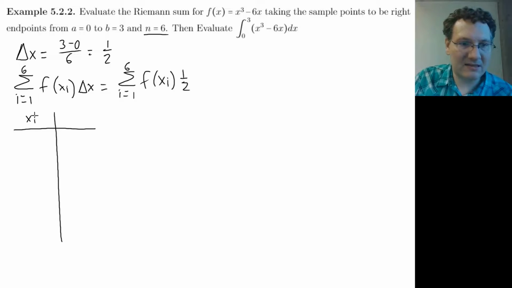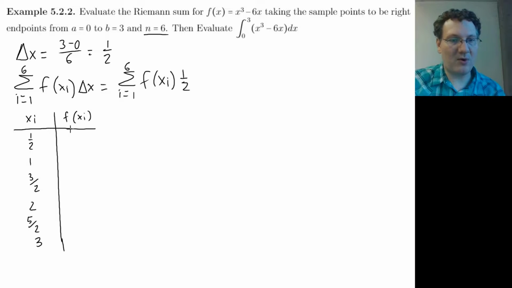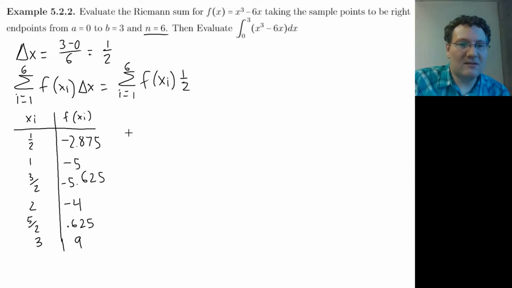Now we have to evaluate the function at each of these xi's. So the first one is going to be at 1/2, and then we have at 1, and then 3/2, and then at 2, and then at 5/2, and then finally at 3. And the function evaluated at these points, I'm not going to bore you with the calculation. These are the evaluations of the function at these 6 right endpoints.